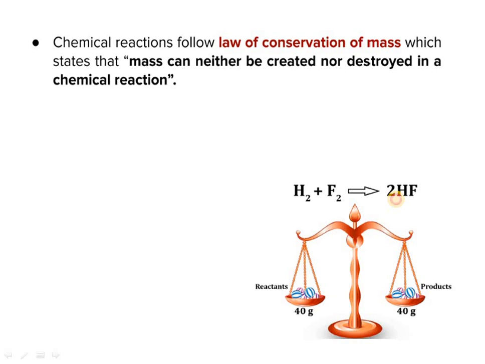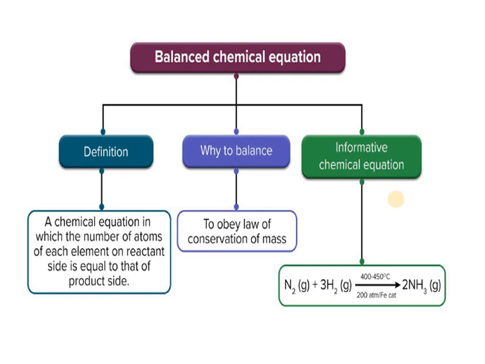Now, let us sum up all the things. We talked about the definition, that is, the number of atoms on the reactant side should be equal to that on the product side. Then we talked about why we want to balance chemical equations. We want to balance chemical equations in order to obey the law of conservation of mass.